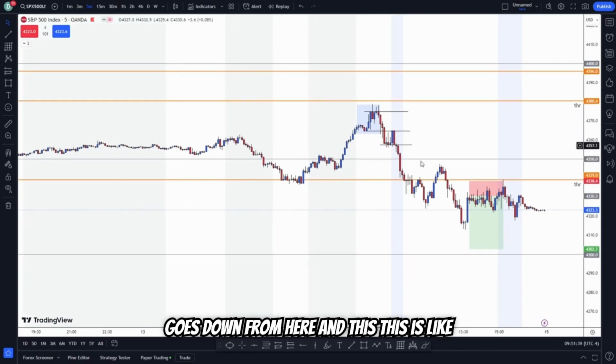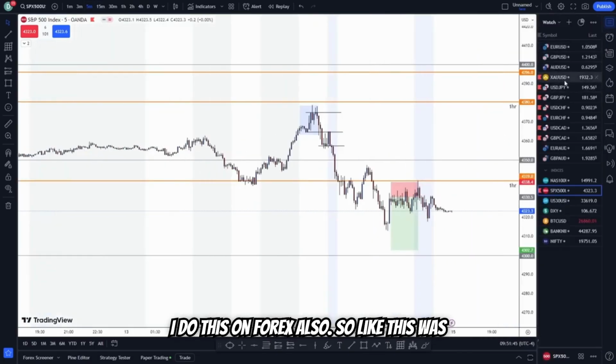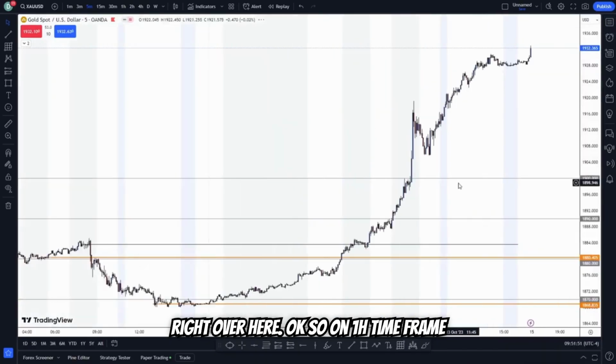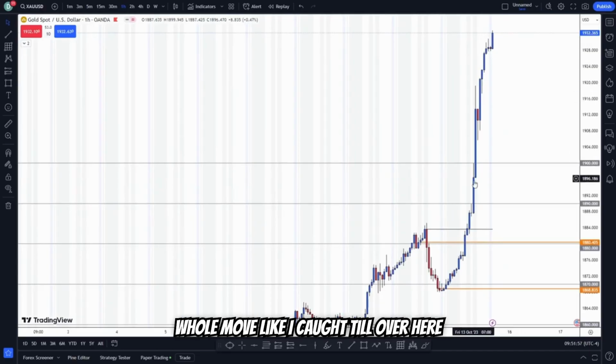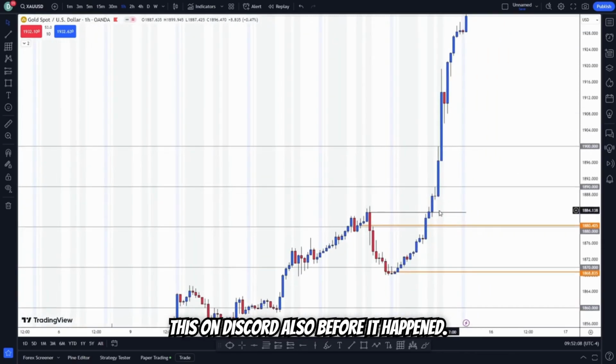And this is like scalping because it's on the 5-minute. But I do this on Forex also. So this was the gold trade right over here, on the 1H time frame over here, and I caught this whole move, like I caught till over here. My trade went, I targeted only 1:5. But the trade went 1:18, and I posted this on Discord also before it happened.